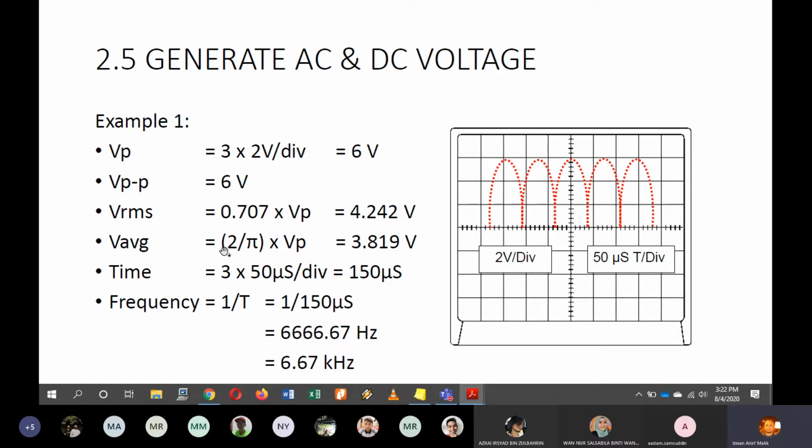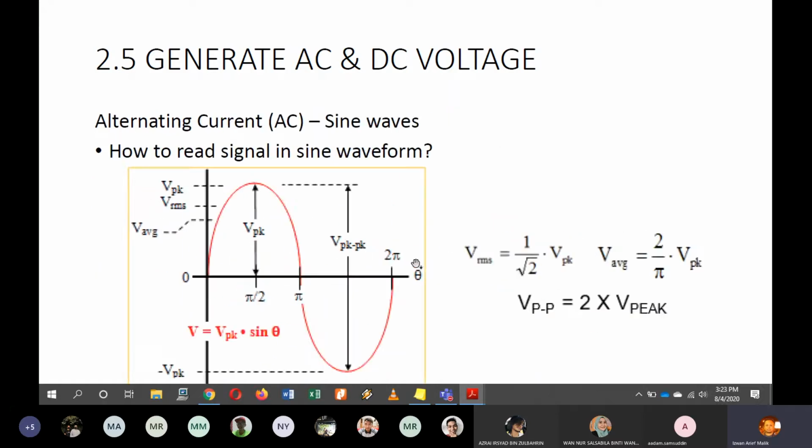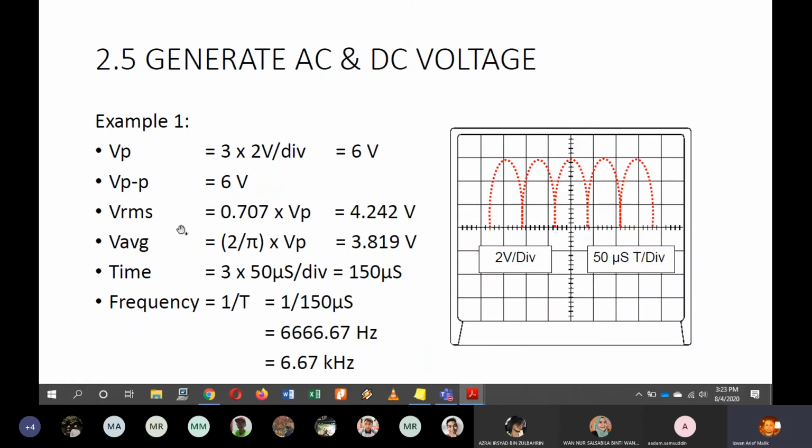V average is equivalent to 2 over pi multiplied with V peak, which is equivalent to 3.819. Okay, just use the equations that I put here earlier. Okay, all the equations are there.